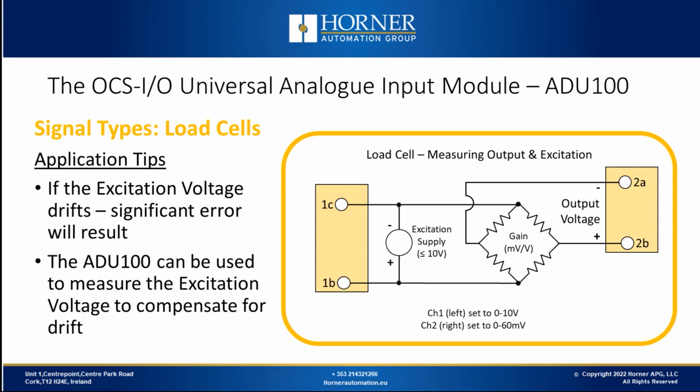It is possible that your excitation voltage, that's the input to the load cell, could drift. Generally, with load cells, you're going to be selecting an excitation supply with good specification so that you get a good constant voltage that doesn't drift. But to make sure, you can connect your excitation supply to another channel of the ADU100 and measure that voltage if the excitation voltage is 10 volts or lower. So that's one way you can use the ADU100 to not only measure the output of your load cell, but also verify the excitation voltage.